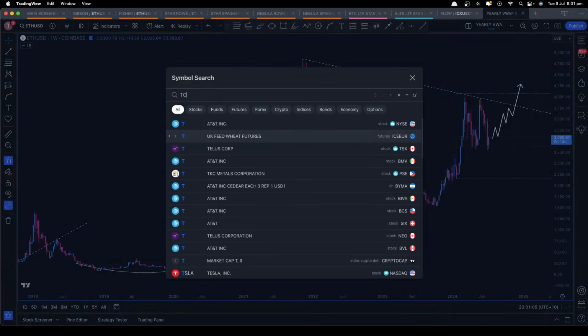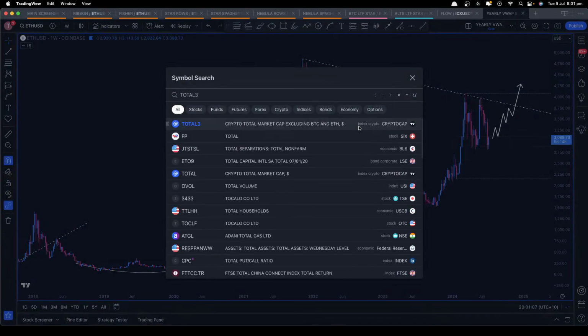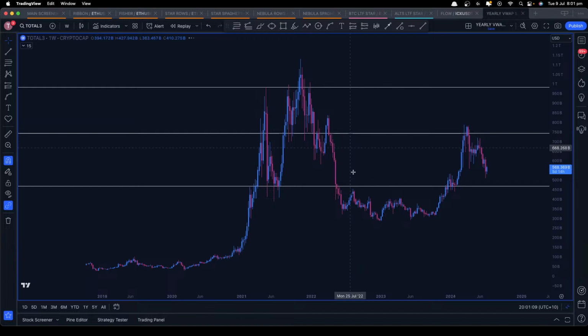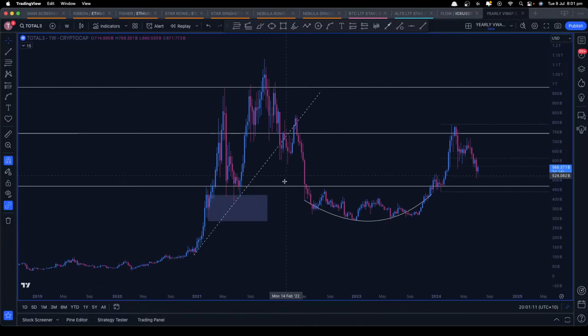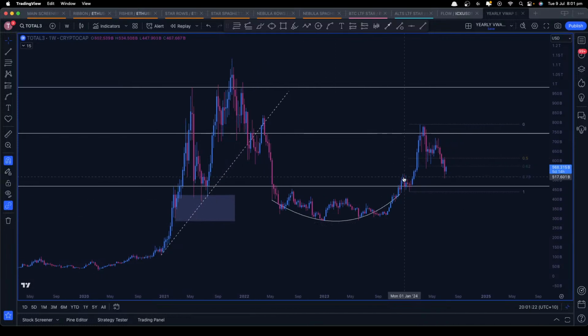Let's go back to that Total 3 chart. Same thing. Look at the structure. Look at the way the market was at this point. We got the underside retest and then down we go. Now we've just put in a rounded bottom. This was the breakout. Now we've not gone all the way up straight out, but we have broken out.